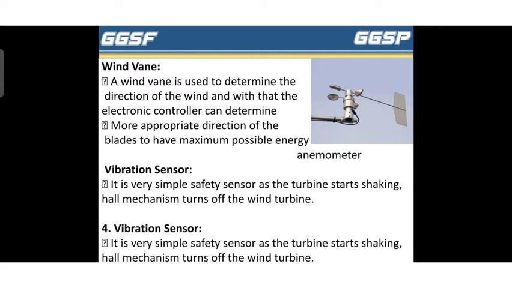Wind vane. A wind vane is used to determine the direction of the wind, and with that the electronic controller can determine the more appropriate direction of the blades to have the maximum possible energy.